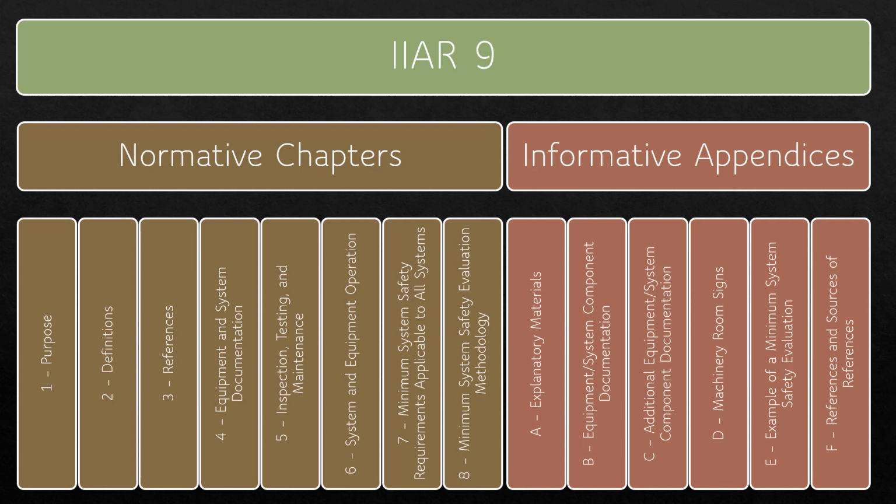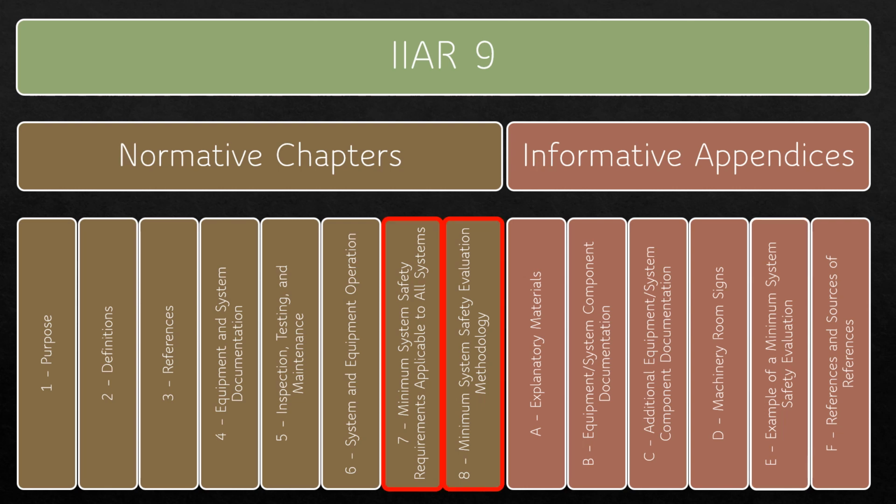Standard 9 contains 8 normative chapters and 6 appendices. The primary purpose of Standard 9 is to establish minimum system safety requirements that must be adhered to by all systems regardless of the system age. The minimum requirements are spelled out in Chapter 7. Additionally, Chapter 8 outlines a methodology for evaluating systems against the minimum requirements in Chapter 7. We'll consider both of these chapters in detail in future trainings.